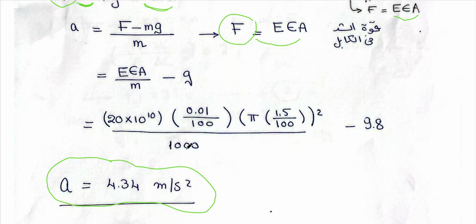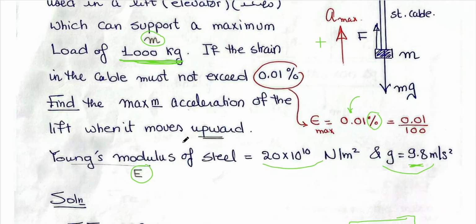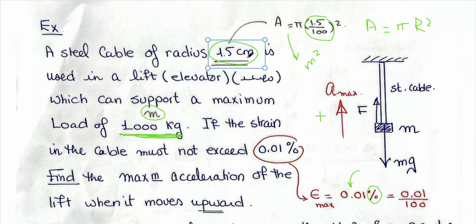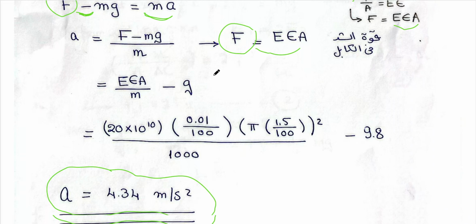This was an example of how to get the acceleration of an elevator moving with acceleration a, but take care of changing your units. Here we cannot use percent, and here we cannot use the radius in centimeters. We are dealing with SI units, which deal with meters, not centimeters.